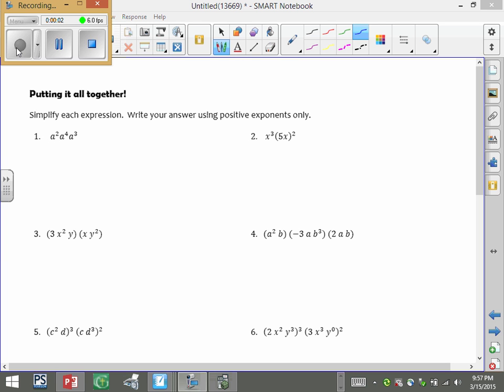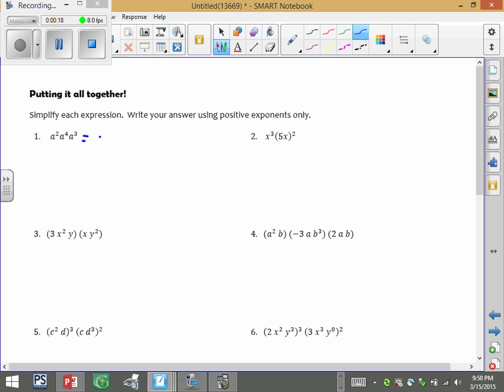All right, so some of these problems might have been a little bit tricky for you. So we'll just kind of walk our way through it. The first one is pretty straightforward. This is just the product, kind of the product rule here.